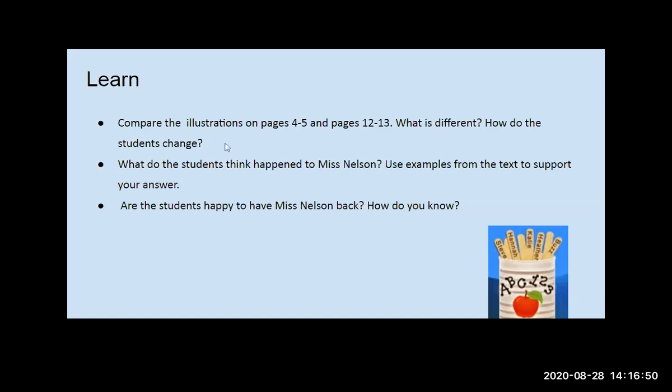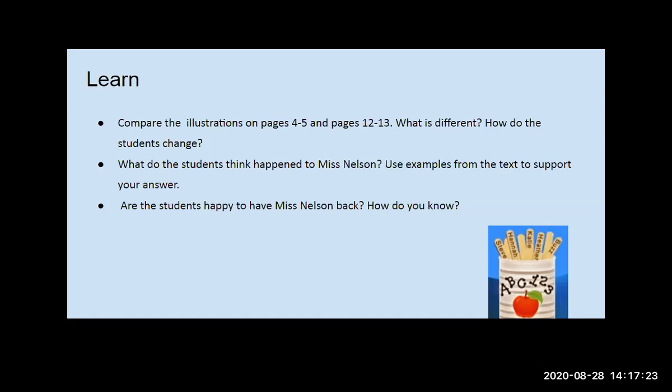So let's go to the first question where we compared the illustrations. I noticed in the illustrations on pages 4 and 5 that the kids were misbehaving. They were making silly faces. They were whispering and giggling. They were throwing airplanes. They were throwing spitballs. They would not settle down. Like this one kid back here in the background, he's doing a handstand. So I mean, they were just being very disrespectful and not polite to Miss Nelson.